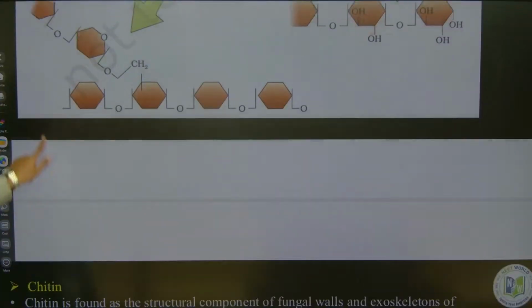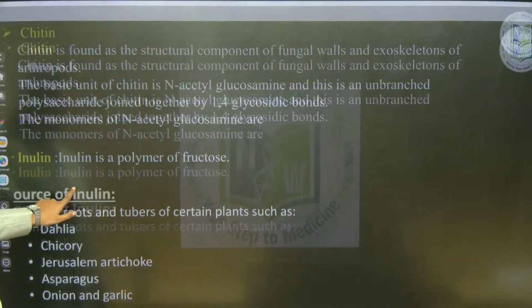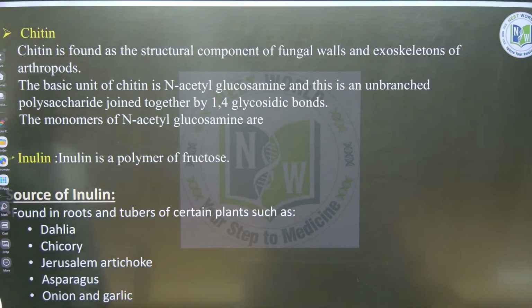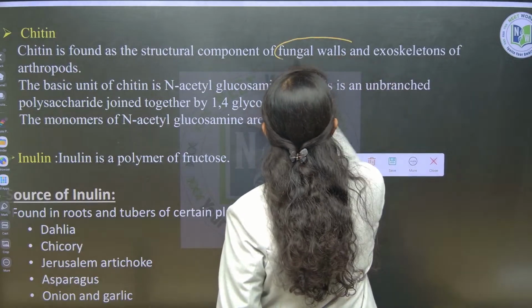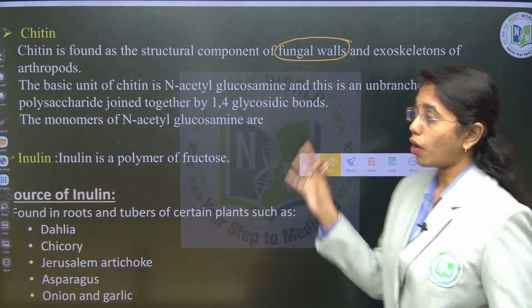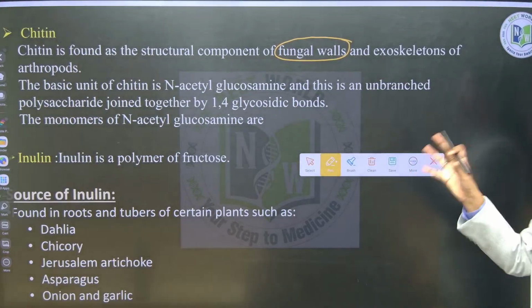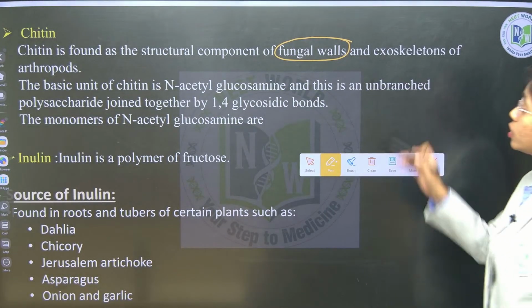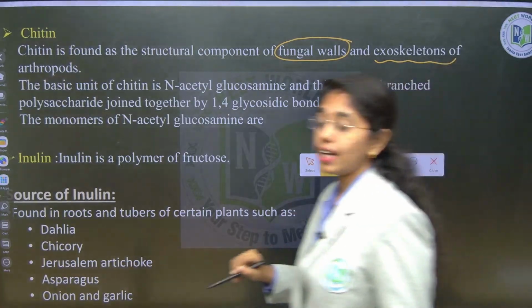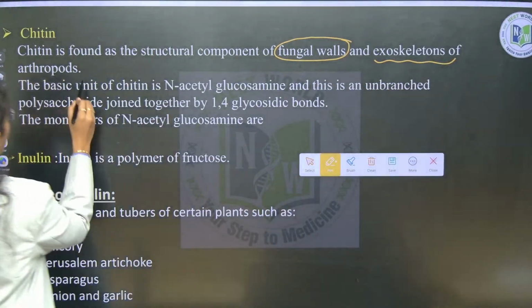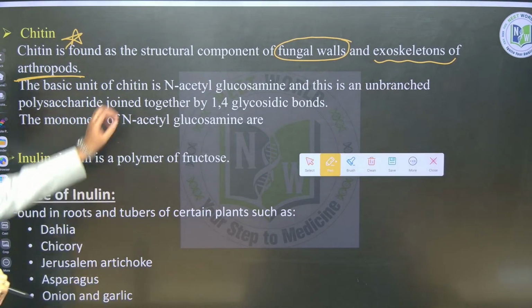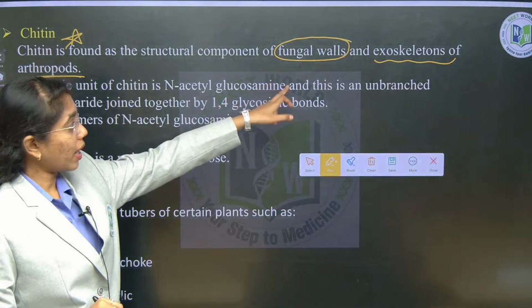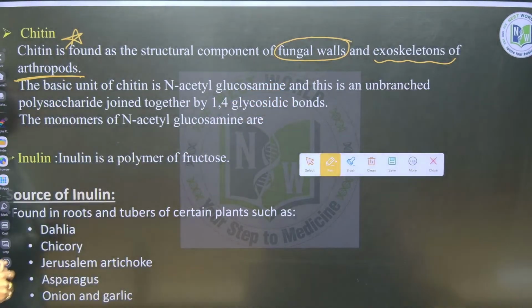Next, chitin. Chitin is found as a structural component of fungal walls, and this is also seen in the exoskeleton of arthropods. Remember, this is a direct NCERT liner. Where do you see chitin composition? In fungal walls and in the exoskeleton of arthropods.